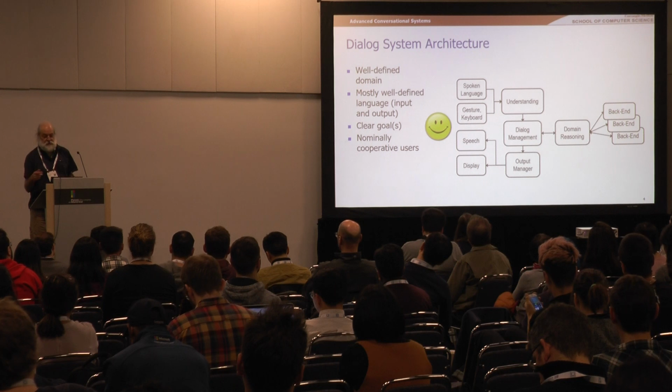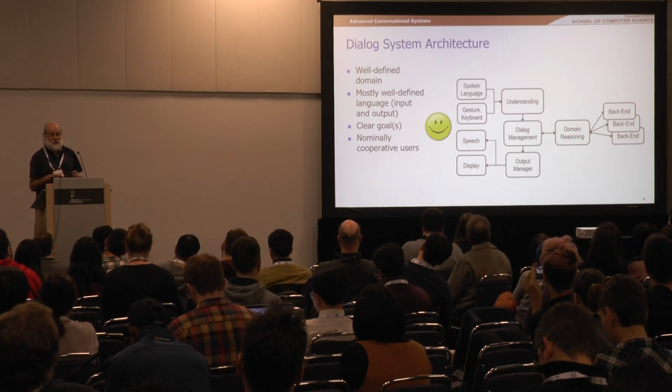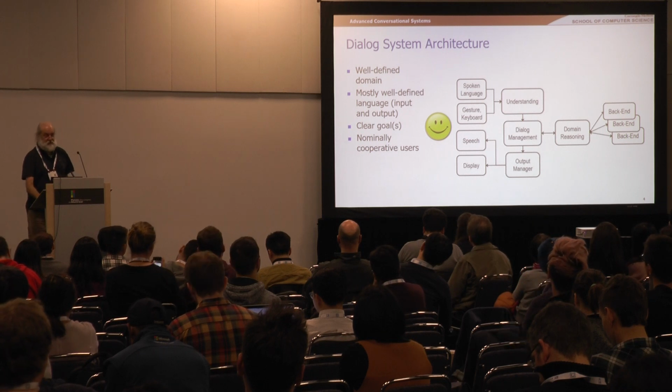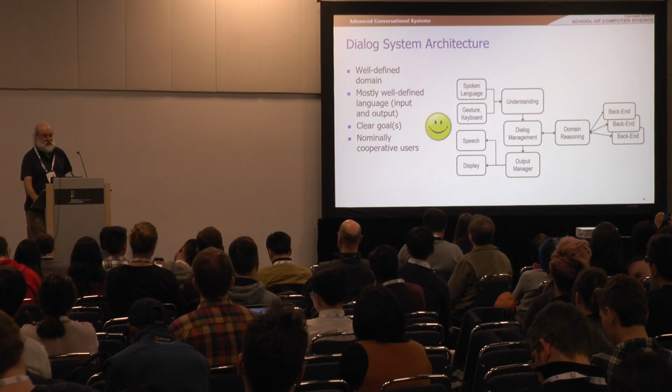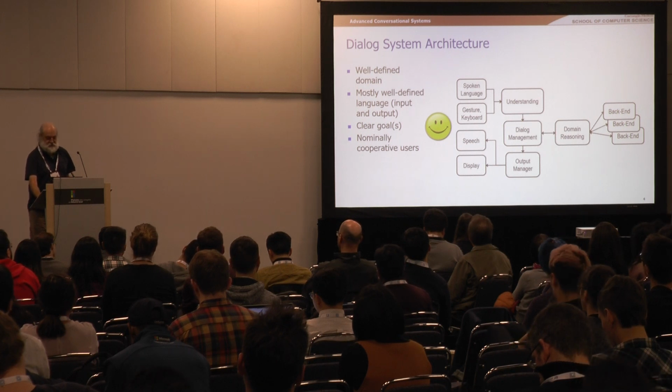There's some kind of an input, there's something that manages the dialogue with reference to a domain, and then it says the right things. And in the end, it might tell you when your train arrives, in which case it wins.